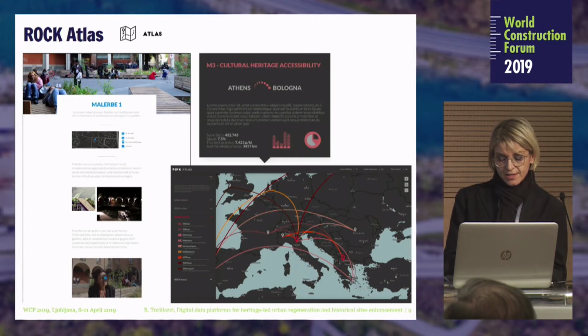The ROCK Atlas has a simple and accessible interface addressed to a broader audience. It was developed by the Department of History and Cultures at the University of Bologna.